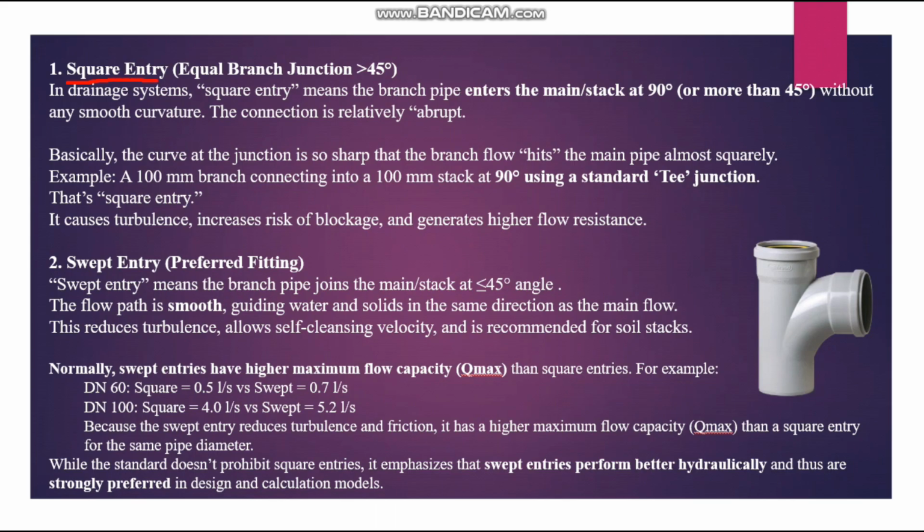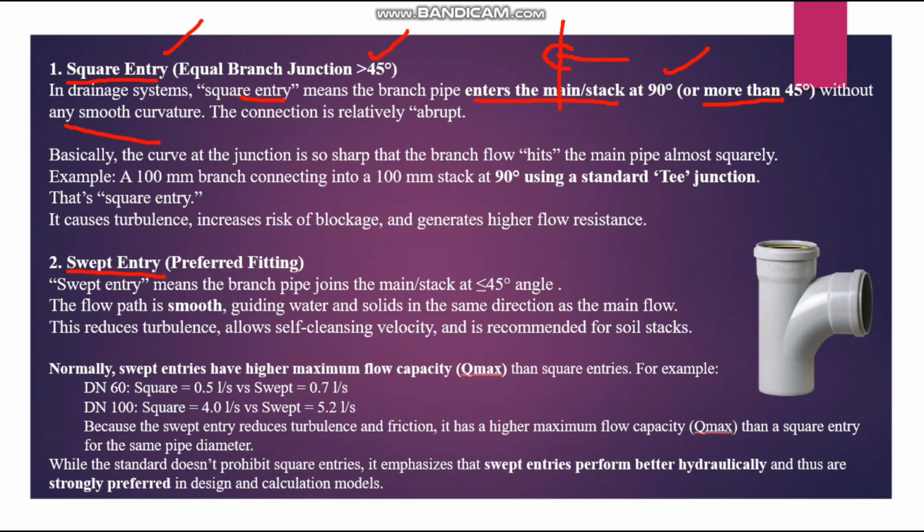The first one is the square entry, the second one is the swept entry. So what is square entry? Equal branch connection more than 45 degree. Okay, so if you see the main riser and this branch connection, if you see the angle, if the angle is more than 45 degree, then that is called a square entry. In the drainage system, square entry means the branch pipe enters the main stack at 90 degree or more than 45 degree without any smooth curvature.